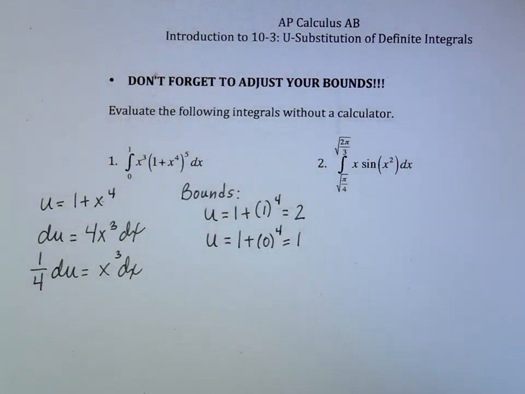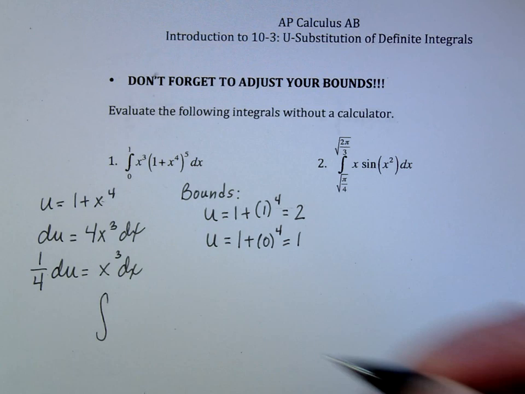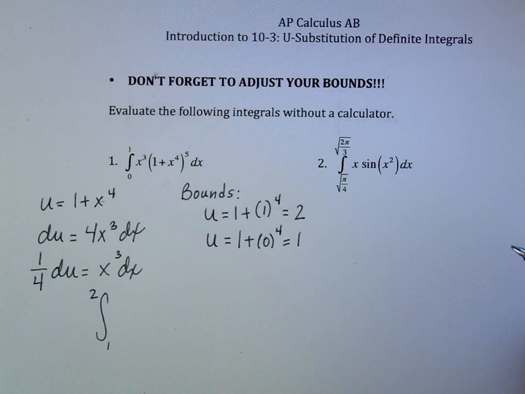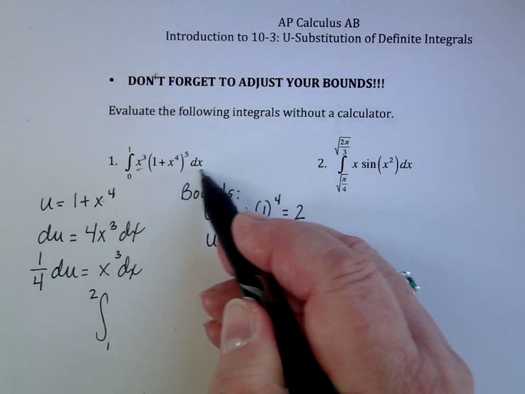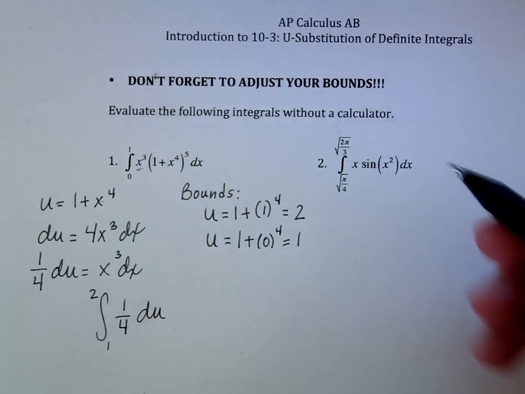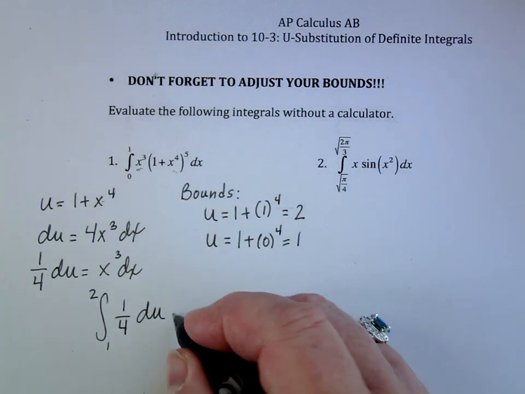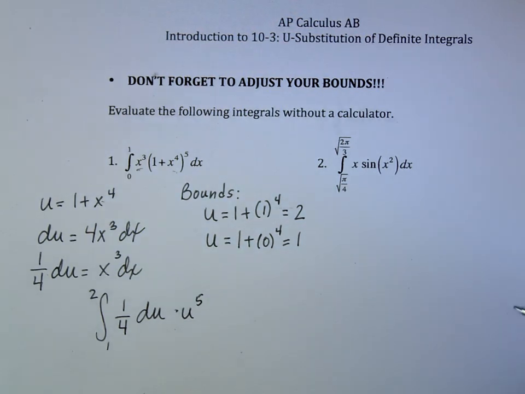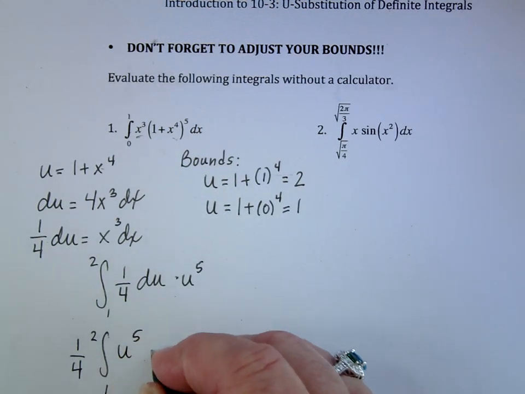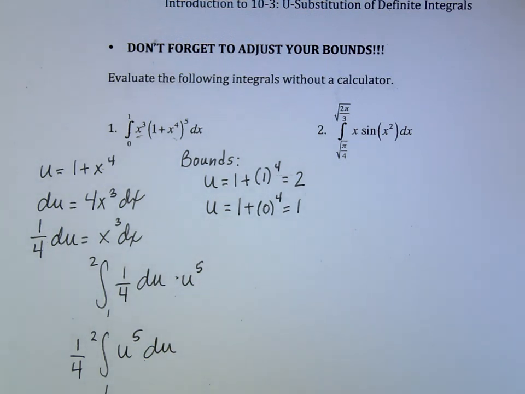And then I'm going to set up my integral. I'm going to put the whole thing together. Here's my integral, just like you did in the last section. The lower bound is 1. The upper bound is 2. I have an x cubed dx, which is equivalent to a 1/4 du. And I have a u raised to the 5th power. Now let's put it in the right order so that we can evaluate it. It's still the integral going from 1 to 2. The 1/4 can come out in front like a constant. And I am taking u to the 5th du. So I'm just rearranging the way that that looks.